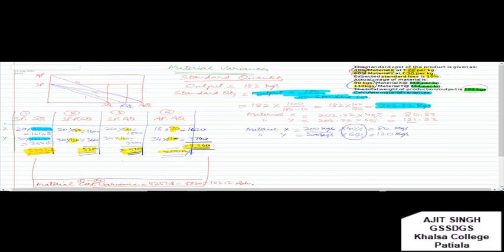Now let us calculate material price variance. This is calculation 3rd minus calculation 4. It is 5100 minus 5360. It is 260 adverse, because answer is negative.